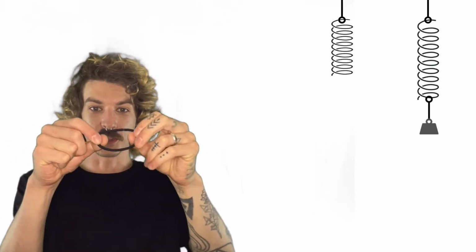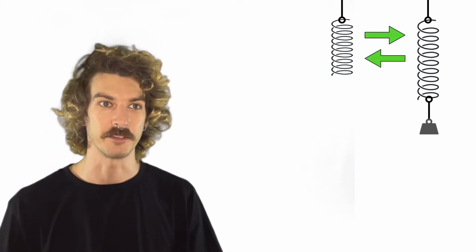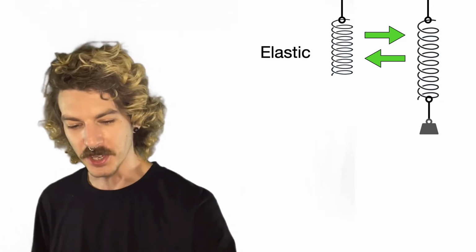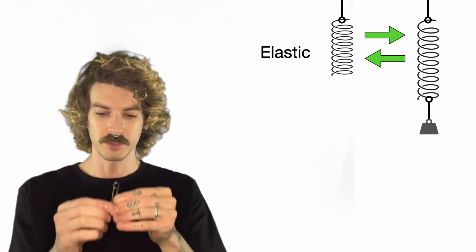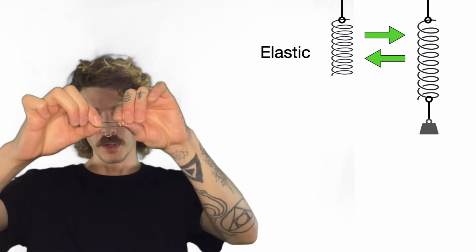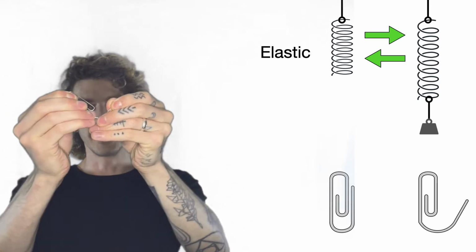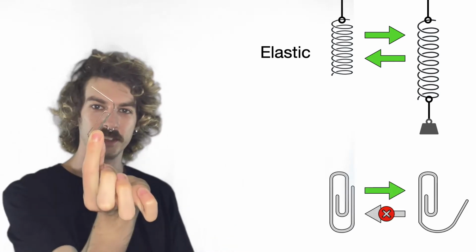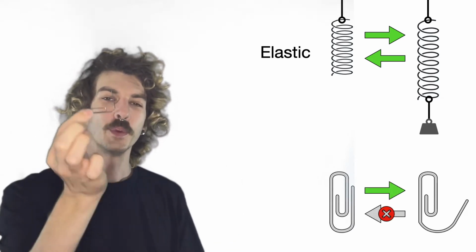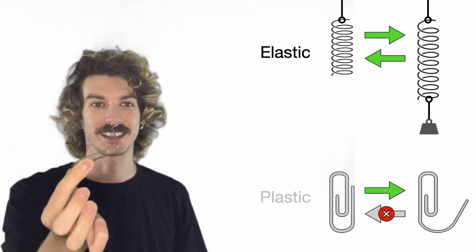Now, if, when I release these forces, the object returns to its original shape and size, we say that it has been elastically deformed. However, some objects don't return to their original shape and size when you release the forces. Like this paperclip, for example. I could apply two forces in opposite directions and stretch it like this, and then when I let go, when I release those forces, it doesn't return to its original shape and size. We say this has been inelastically deformed, or we sometimes refer to this as plastic deformation.